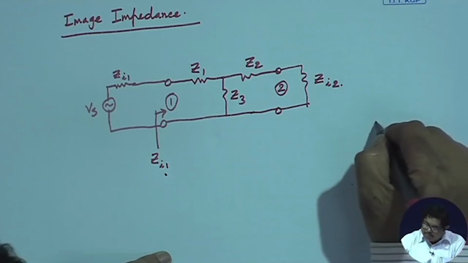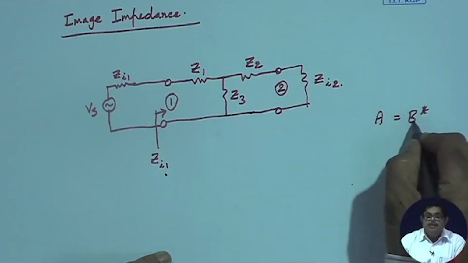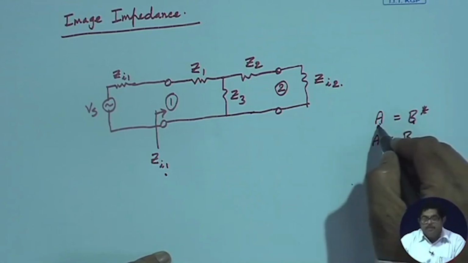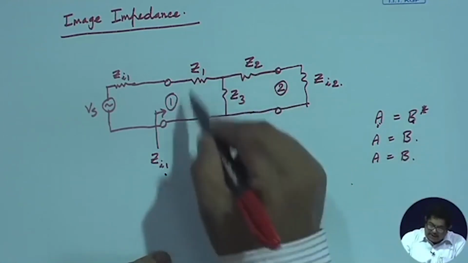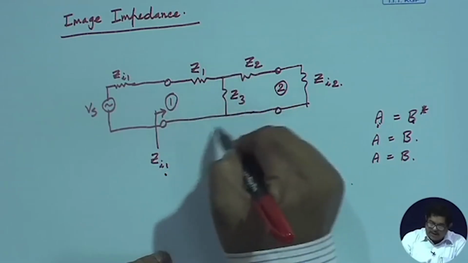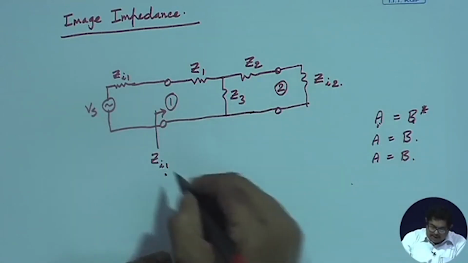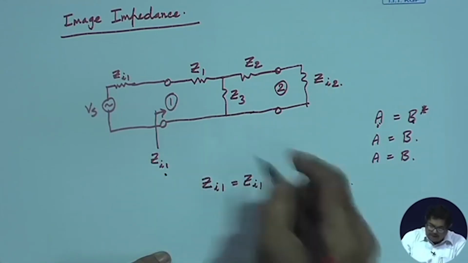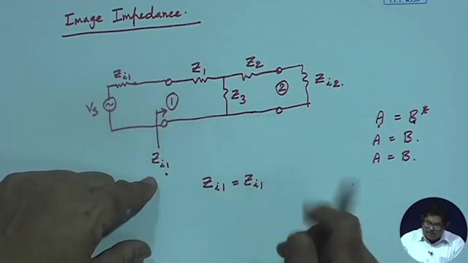As you know, suppose I have two complex numbers, A is equal to B star. If A is pure real and B is pure real, then I can say A is equal to B. Similarly, if A is pure imaginary and B is pure imaginary, then only I can say A is equal to B. Since all these are pure reactances, this may be a pure resistance. So my demand is that Zi1 here should be equal to Zi1 here. That means the source impedance and the input impedance looking into this port should be equal.